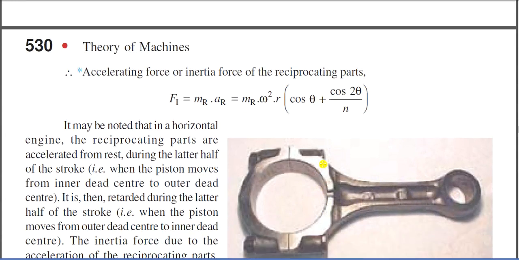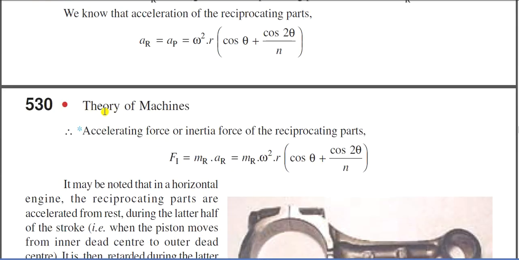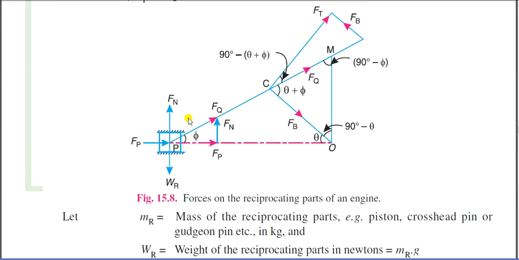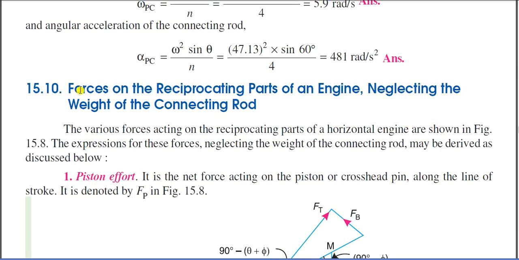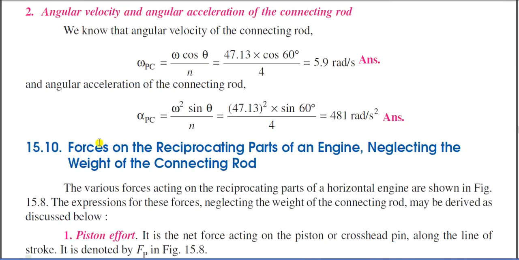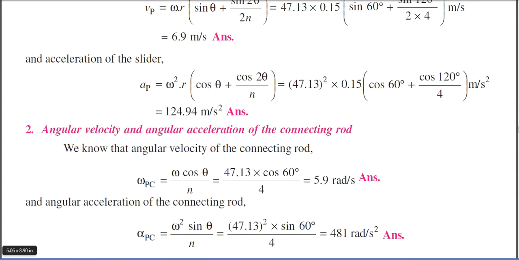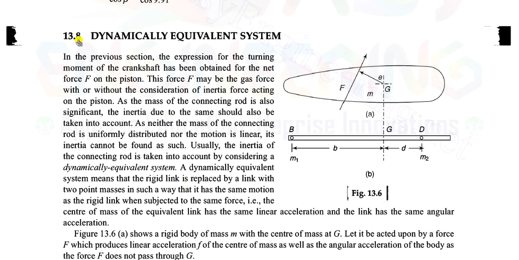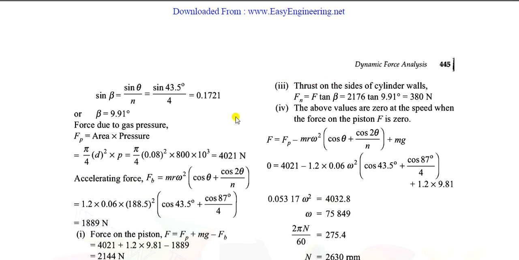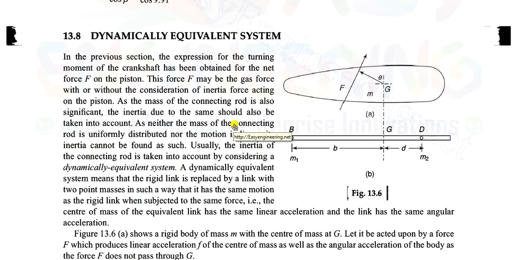This is again Theory of Machines by Khurmi and Gupta. All the force analysis we have covered is from S.S. Rattan. You can see here the chapter name is Inertia Forces in Reciprocating Parts, and it is chapter 15 in Khurmi and Gupta, whereas in this unit it is the 13th chapter, named dynamic force analysis. The same topics you will find in chapter 15 in Khurmi and Gupta.